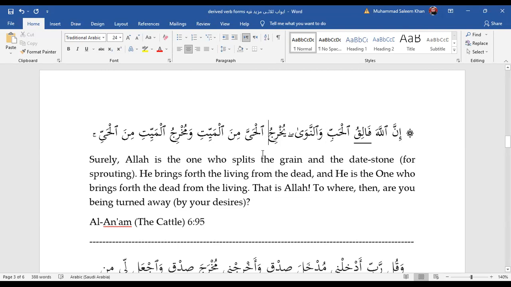Okay, the second one. يخرج فعل مضارع, of which form? أخرج يخرج إخراجا. Yeah, it is form number 4. As I told you, number 4 is very common. Okay, يخرج الحي. يخرج is both فعل and فاعل. Why is it فعل and فاعل? Because the noun that follows it has fatha. So that means the fa'il is inside it. That refers to Allah subhanahu wa ta'ala. So يخرج is فعل plus فاعل. الحي is مفعول به.